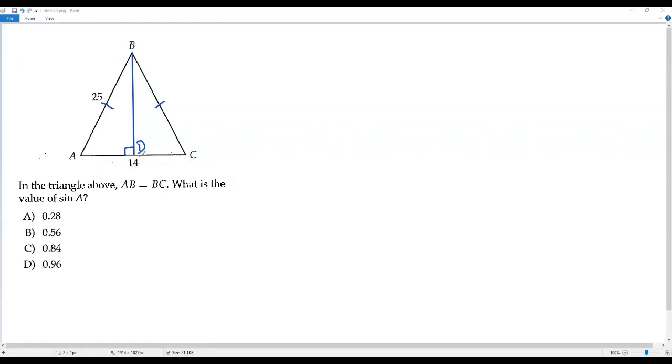That means it will divide the length of the side AC into two equal parts. Already we know the length of the side AC, which is 14. So the altitude BD will divide this 14 into two equal parts. Then the length of the line segment AD is 7, and here 7. Now let's consider the question. We have to find the value of sine A.